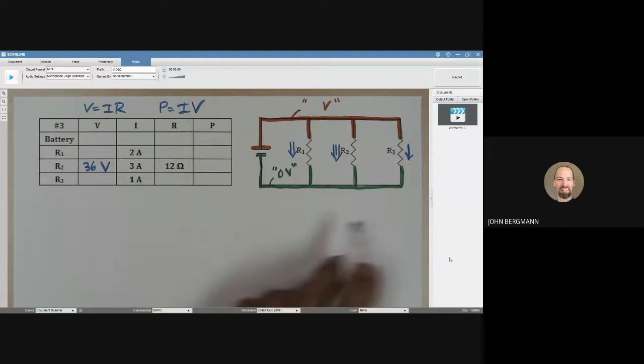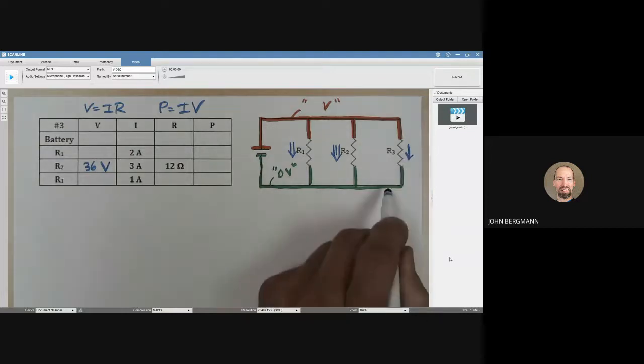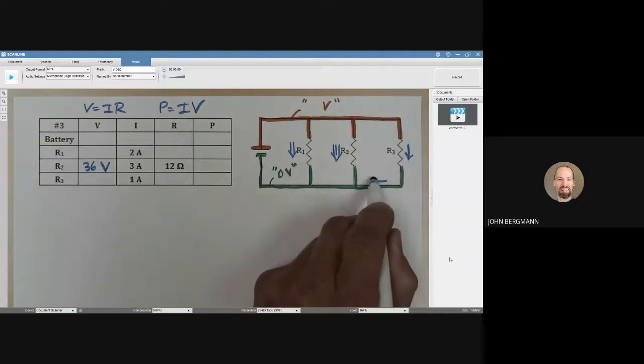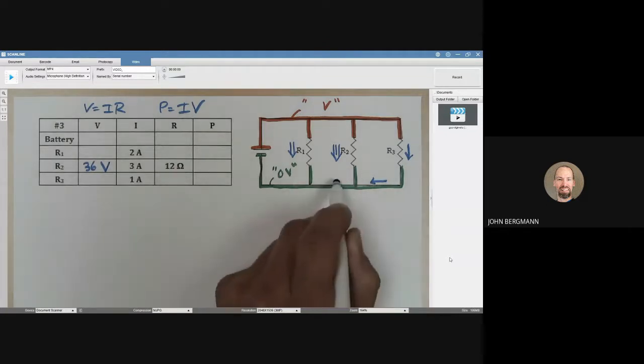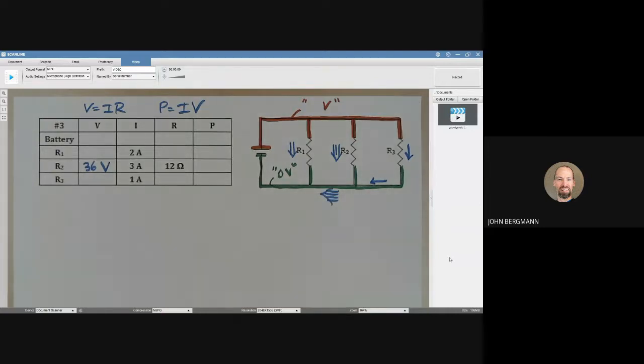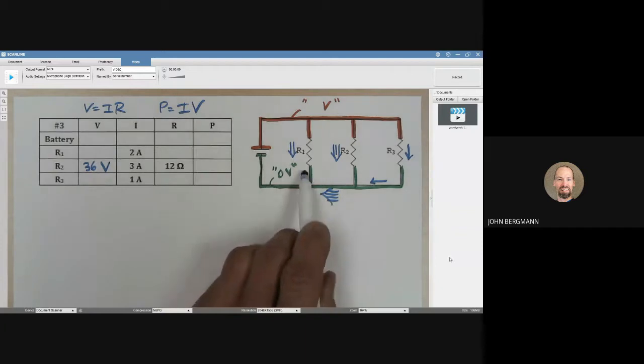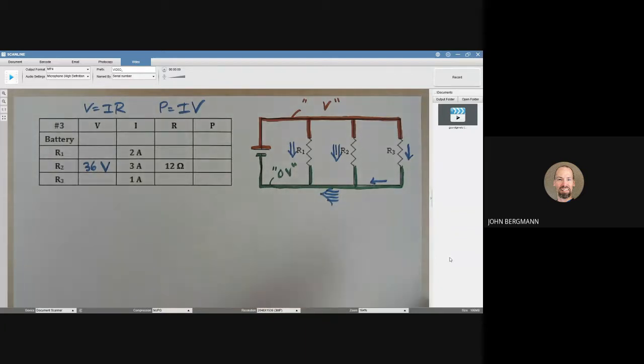Now, if we follow these around the circuit, this 1 amp is all we're going to have in that little bit of the circuit. But right there, where I'm pointing, you see I've got 3 amps coming in plus 1 amp coming in. So right here, 1, 2, 3, 4 amps are going to be flowing in that portion of the circuit. Those 4 amps then are going to meld together.